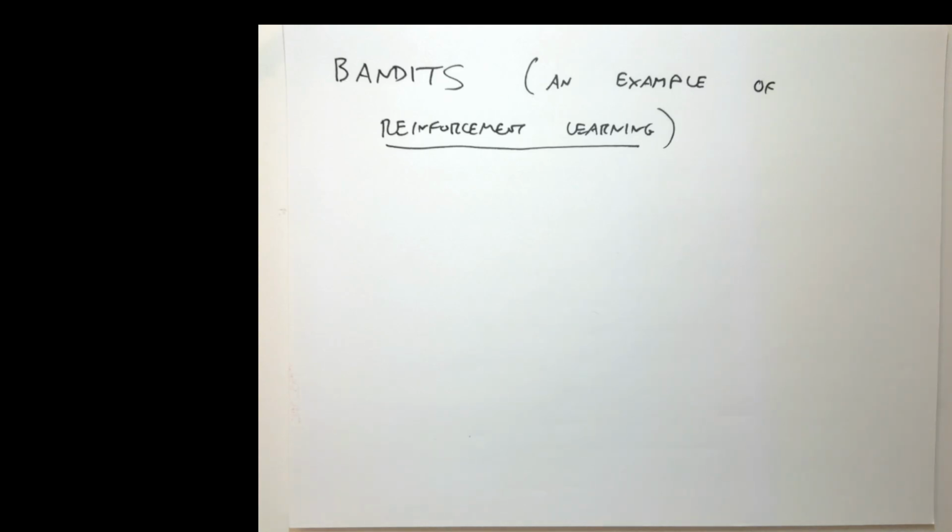Okay, so this lecture is on what are called bandits. Bandits are an example of a topic called reinforcement learning, which we'll talk about in a little bit.